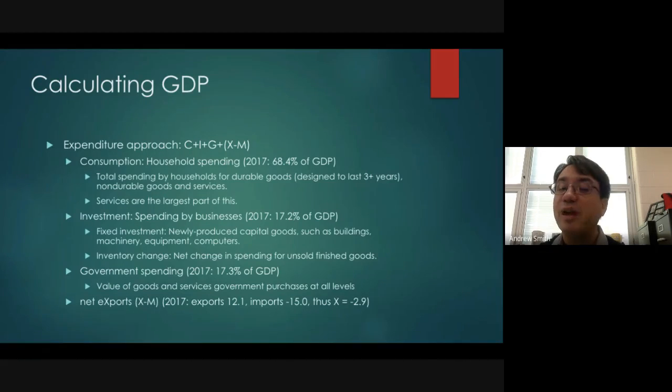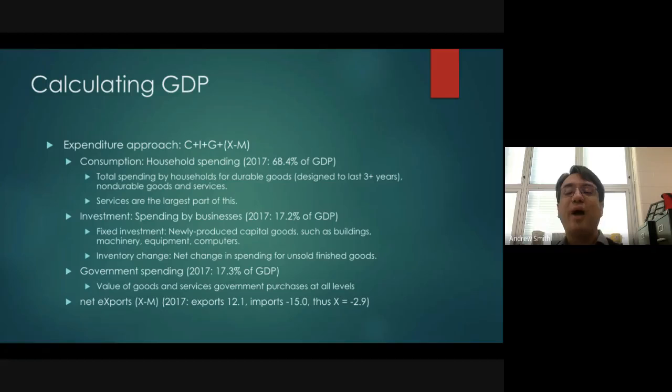The third part is government spending, okay? And that's the value of all goods and services purchased by all levels of government. Investment and government spending are both about 1/6 of the GDP. So about $1 out of every $6 sold in the US is investment and government spending. And then the last part is net exports, which is exports minus imports.